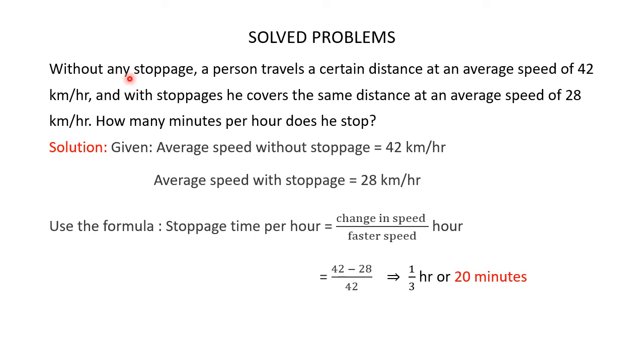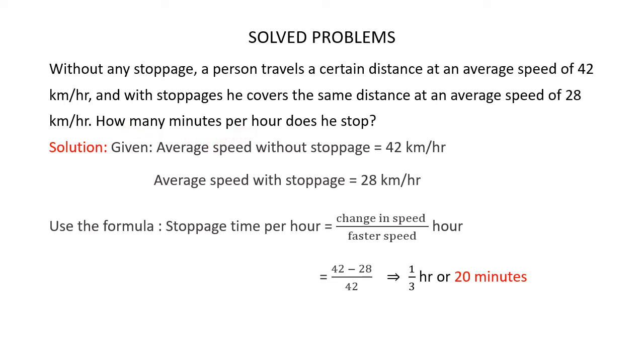Without any stoppage, a person travels a certain distance at an average speed of 42 kilometers per hour. And with stoppages, he covers the same distance at an average speed of 28 kilometers per hour. How many minutes per hour does he stop? Now it's given that the average speed without stoppage is 42 kilometers per hour and average speed with stoppage is 28 kilometers per hour. Now we are asked to find how many minutes per hour does he stop.